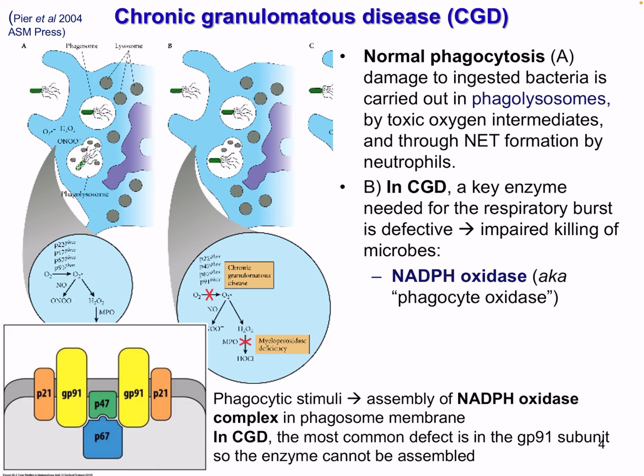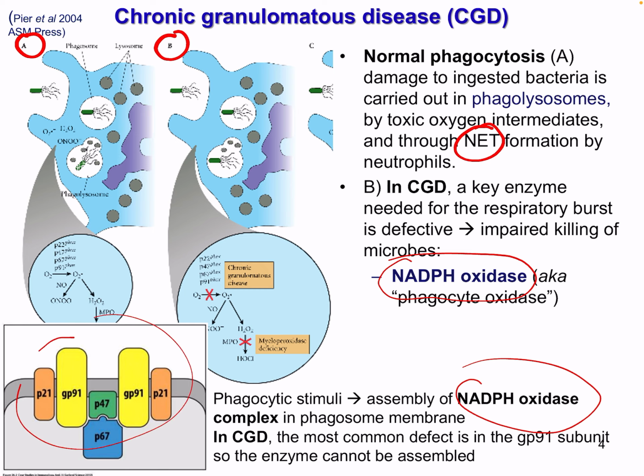So chronic granulomatous disease. In normal phagocytosis, which we can see in A, damage to ingested bacteria is carried out in the phagolysosomes by toxic oxygen intermediates, through the neutrophil extracellular trap formation by neutrophils. But in CGD, as you can see in B, a key enzyme needed for the respiratory burst is defective and causes impaired killing of microbes. This enzyme is NADPH oxidase, aka phagocyte oxidase. So in phagocytic stimuli, there's the assembly of the NADPH oxidase complex, which we can see here in this figure, in the phagosome membrane.